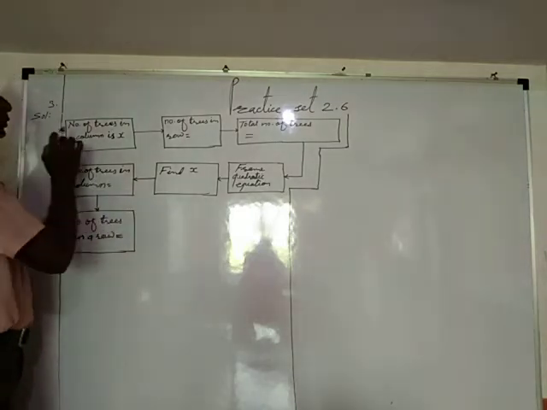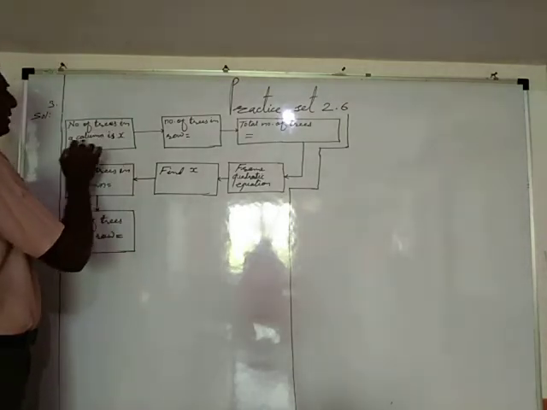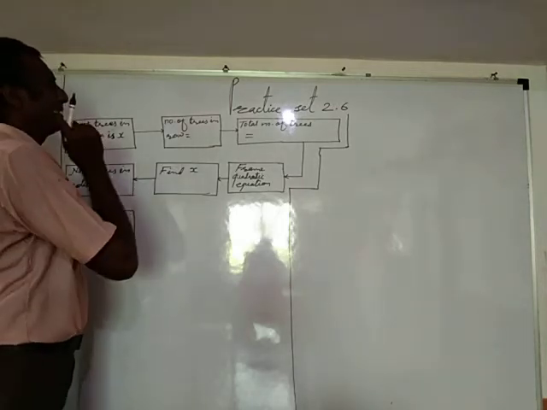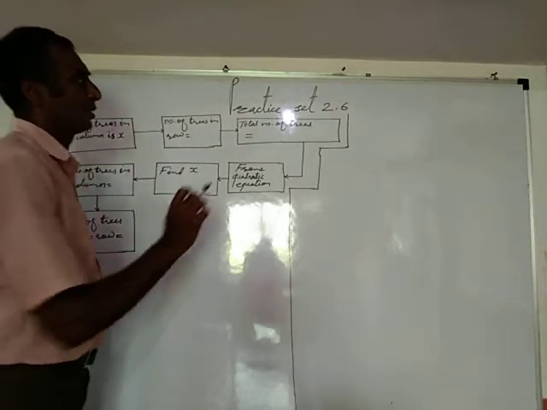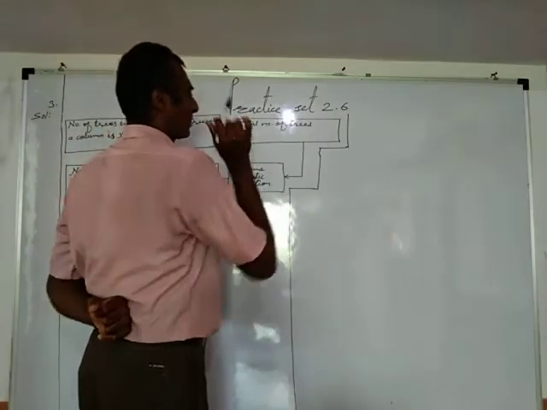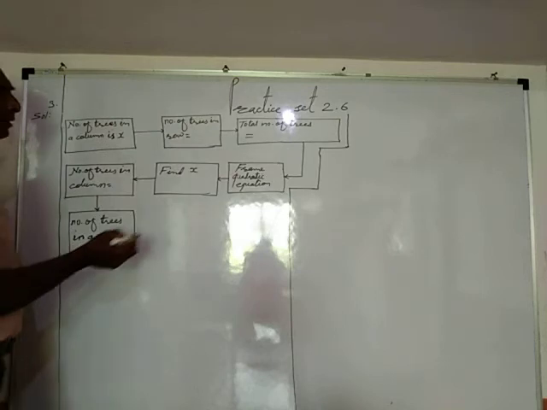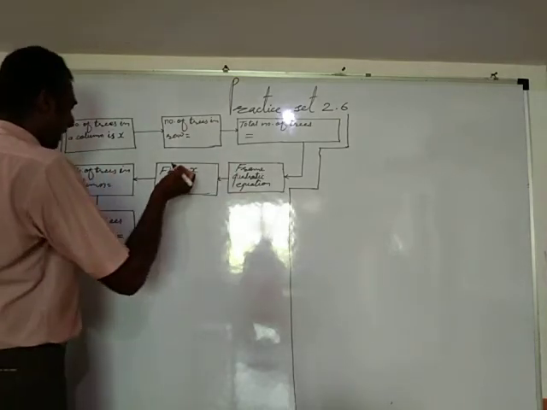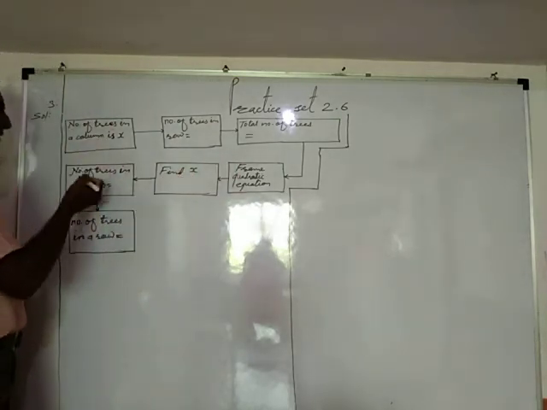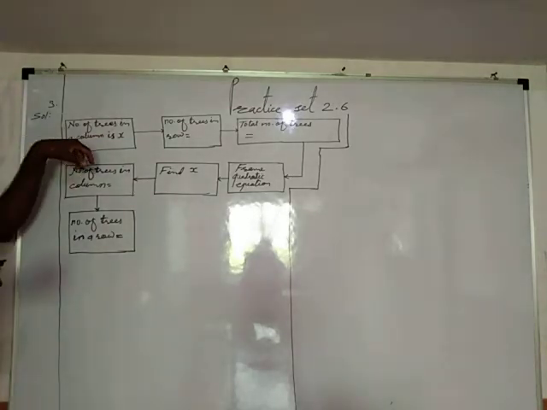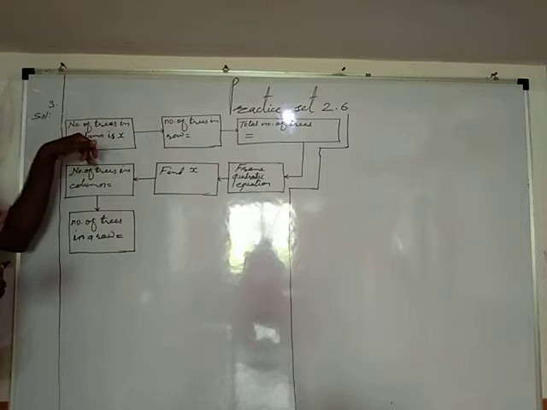Question third, solution. Number of trees in a column is x. Therefore, number of trees in a row equal dash. Total number of trees equals blank. Okay, we are going to complete this activity. Frame quadratic equation, find x and then find number of trees in column and number of trees in a row. Okay, let's start with the given hint. Number of trees in a column is x.